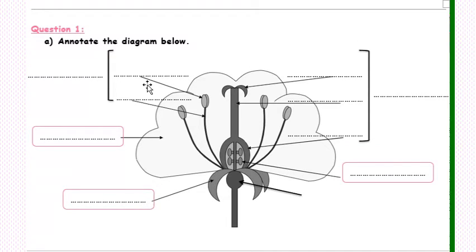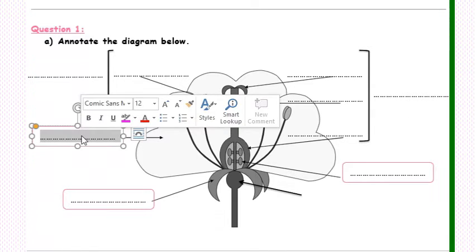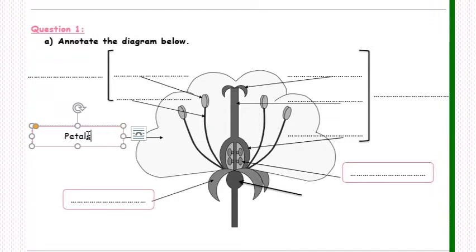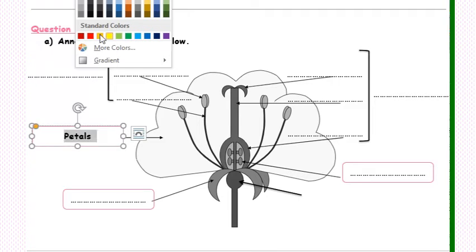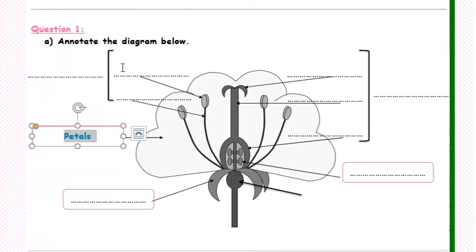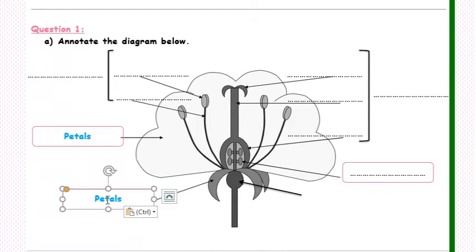Annotate the flower diagram below. So this is the diagram of a flower, and we'll start writing the different parts of the flower. I will start with the petals. Petals are the colored parts of a flower. Again, the group of petals is called the corolla. The leaf-like structures are the sepals, and the group of sepals is called the calyx.